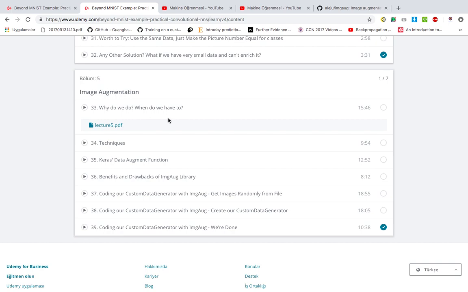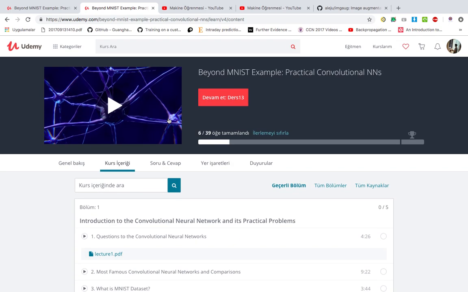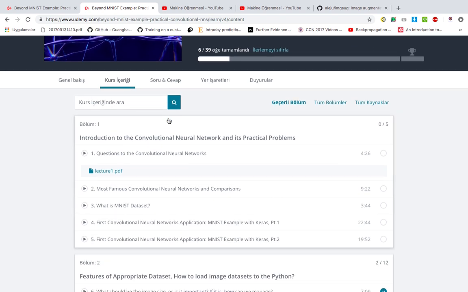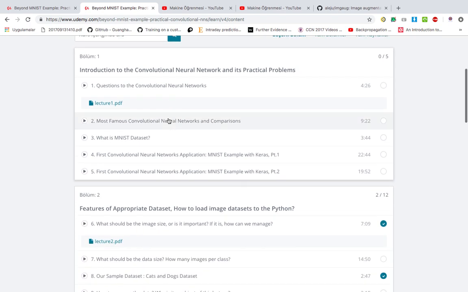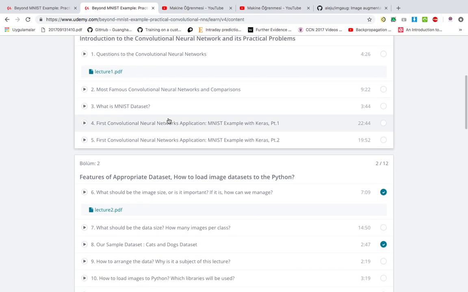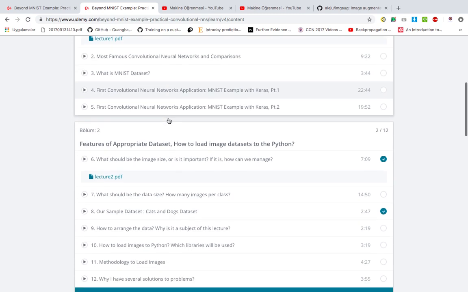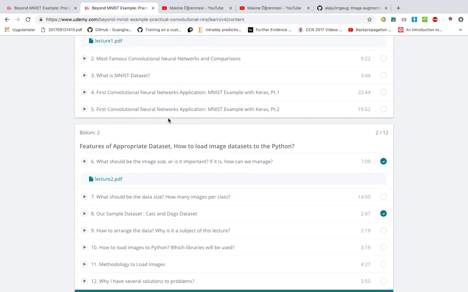I mean, it's a 6.5 hour course, but it's actually really detailed, because I don't want you to feel that it's not a detailed course. It's a practical course actually. I'm not talking much about convolutional neural networks, I mean the theory of it. However, for the practical part, I'm giving you lots of solutions to problems. So this is the benefit of this course.